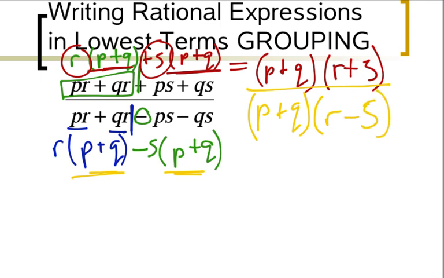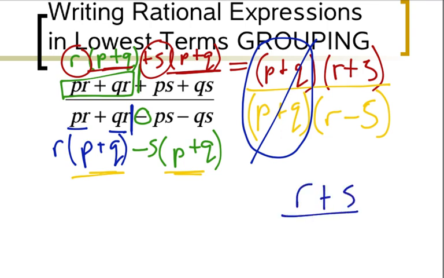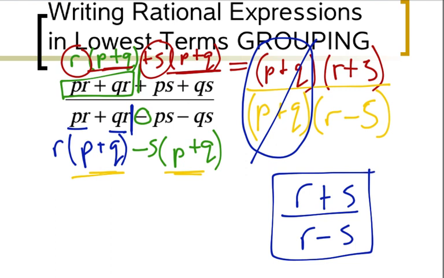Now in this particular problem, we're not going to worry about the domain, because there's not really one thing you could plug in to make the bottom 0. You'd have to have multiple variables equal to 0. But we can go ahead and cancel here. We've got p plus q on the top and p plus q on the bottom. They can cancel out. And your final answer is just r plus s over r minus s. So even though the problem looked really weird at the beginning, it's just two factoring by grouping problems, and then they have some nice canceling.